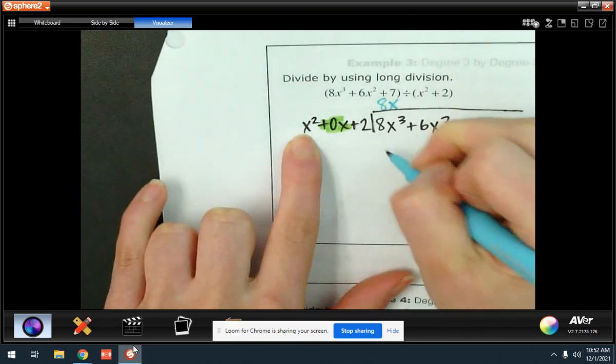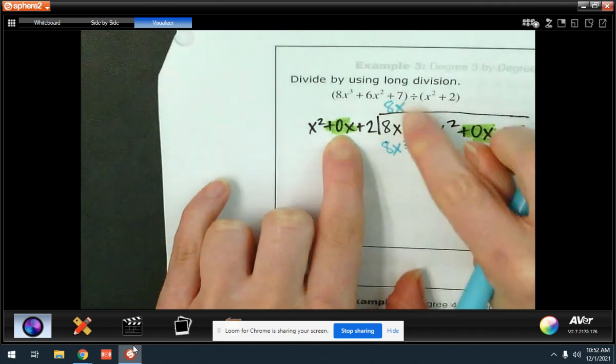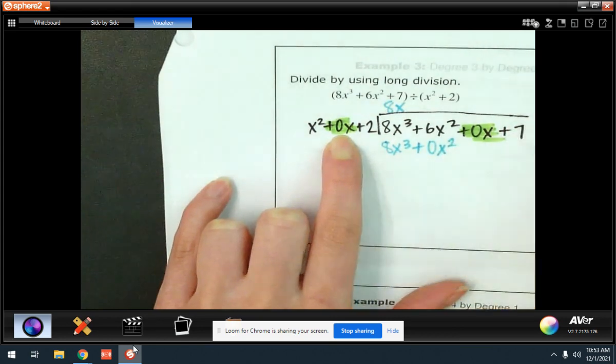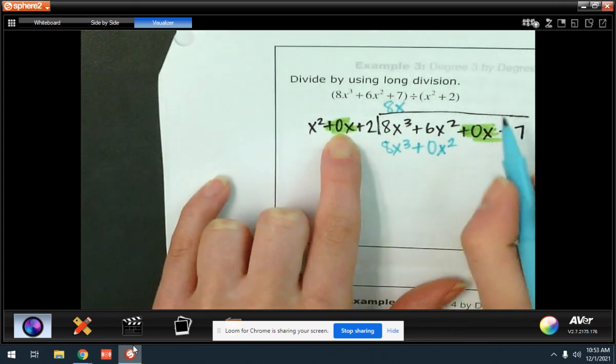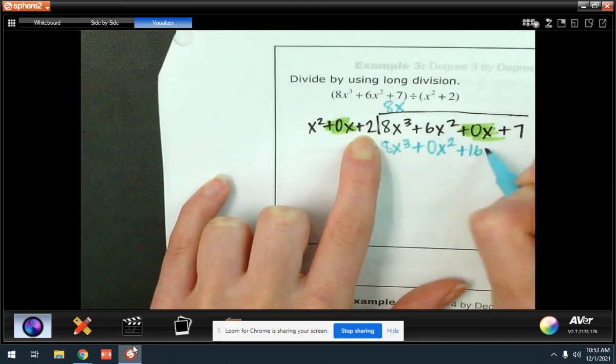So 8x times x squared is 8x cubed, just like we wanted. 8x times 0x is 0x squared. I always just put plus with zeros. It doesn't matter because it's 0. And then 8x times 2 is 16x.